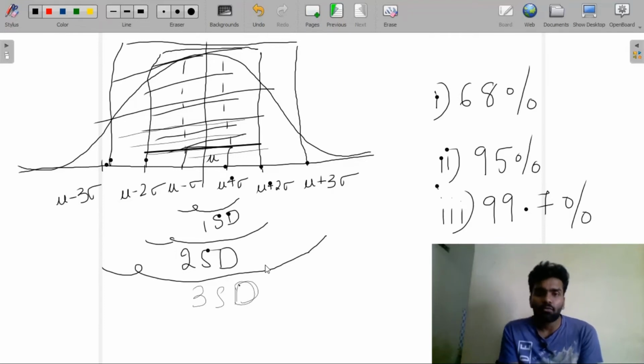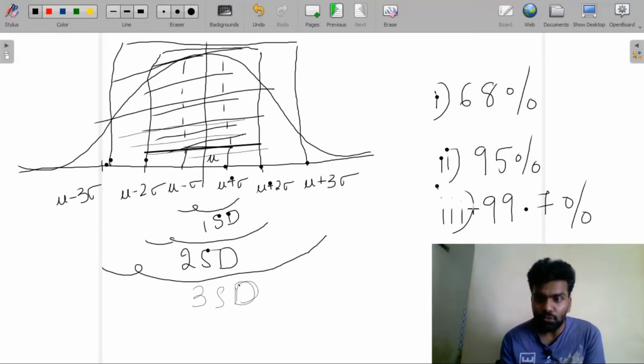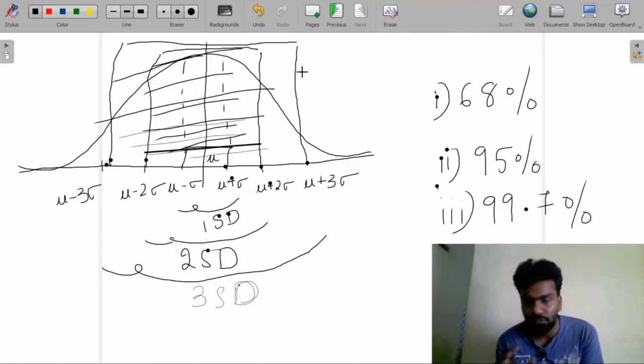So you may ask, what's the use? Yes, 68% of the data will fall under the first standard deviation, 95% in the second standard deviation, and 99.7% in the third standard deviation. So what's the use of that? From this we can remove the outliers. We have understood that 99.7% of the data will fall under 3 standard deviations. That's the rule, and it is applicable when your data is normal.